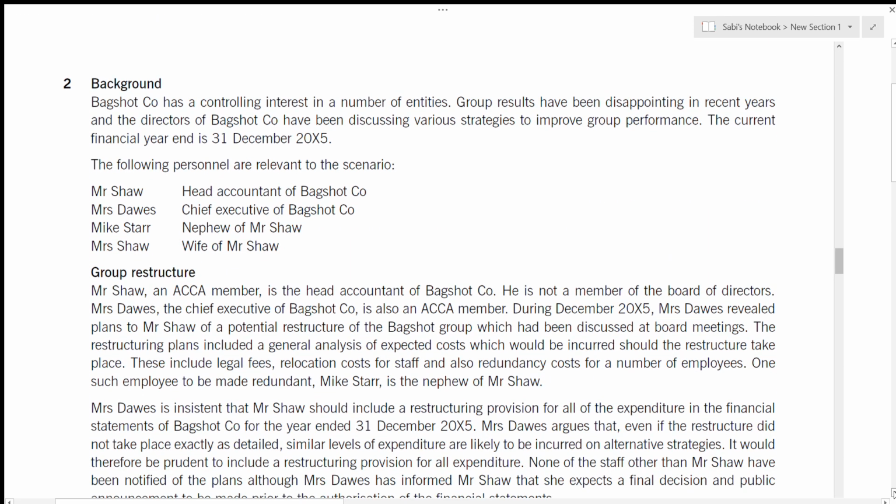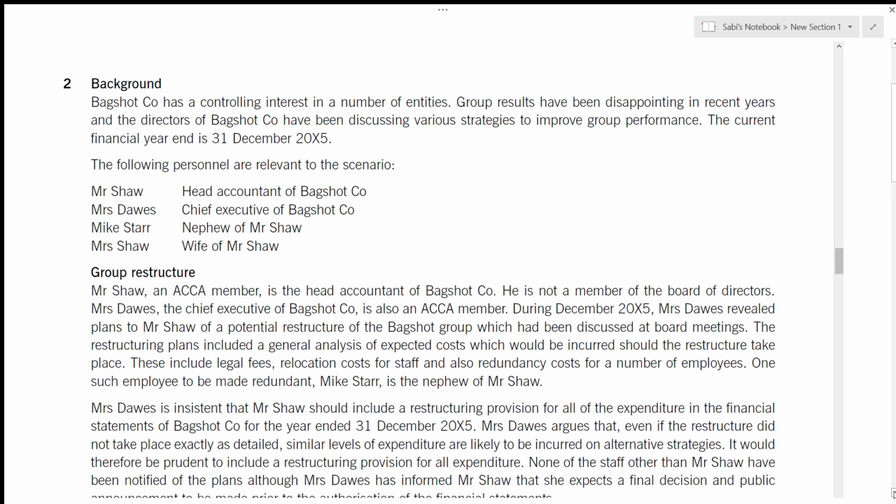Right here. So Backshot Company has a controlling interest in a number of entities. Group results have been disappointing in recent years and the directors of Backshot have been discussing various strategies to improve group performance in the current financial year. The personnel following are here, right? Mr. Shaw, he's the head accountant. Mrs. Dawes is the chief executive. Mike Starr is the nephew of Mr. Shaw and Mrs. Shaw is the wife of Mr. Shaw.